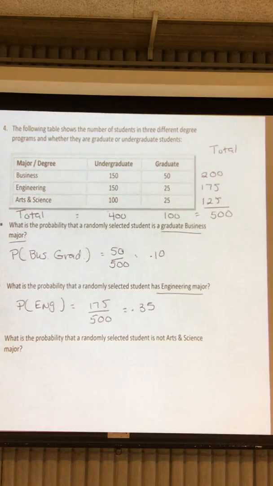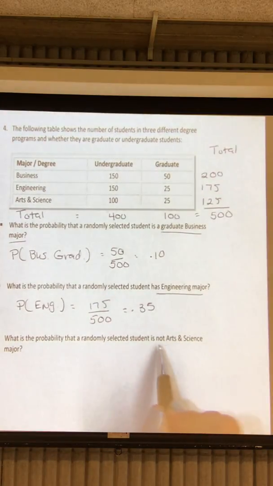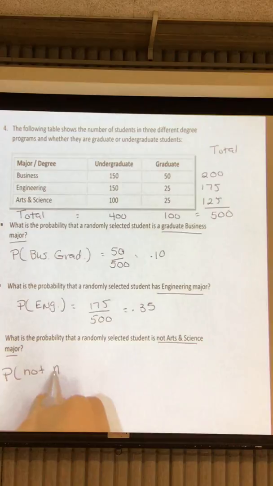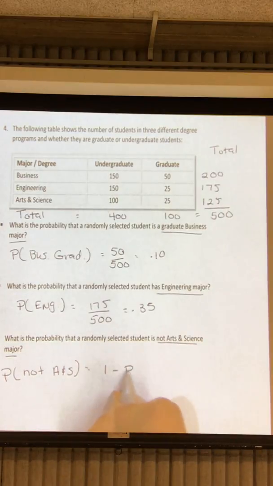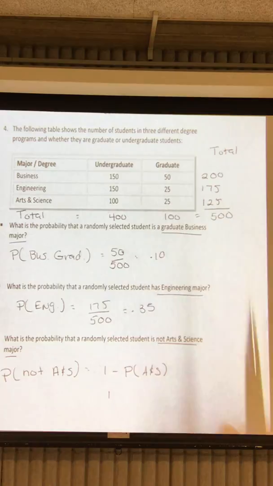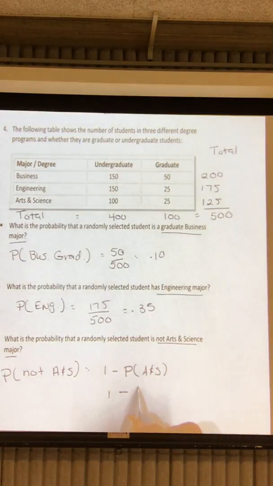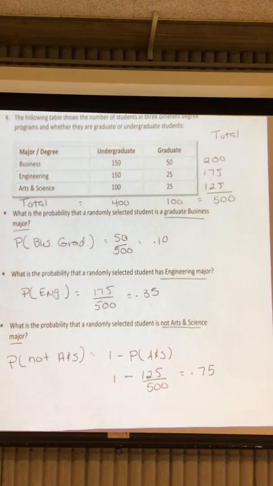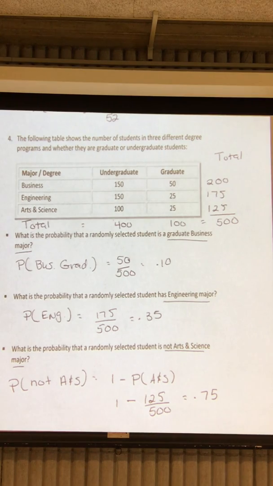And the last problem, what is the probability that a randomly selected student is not an arts and science major? So the probability of not arts and science is equal to 1 minus the probability of arts and science. So arts and science major, you have a total of 125. So 1 minus 125 over 500, and that is equal to 0.75. And that completes Chapter 7, Section 1.